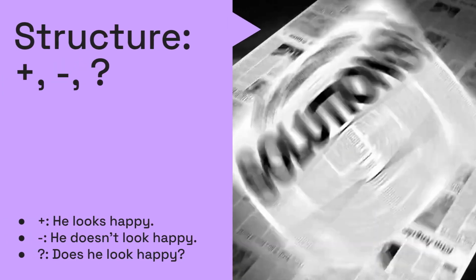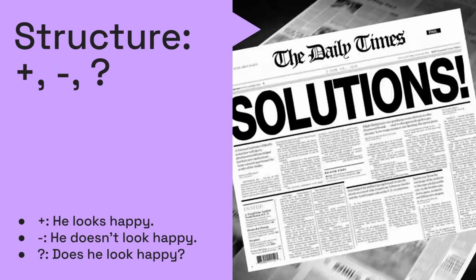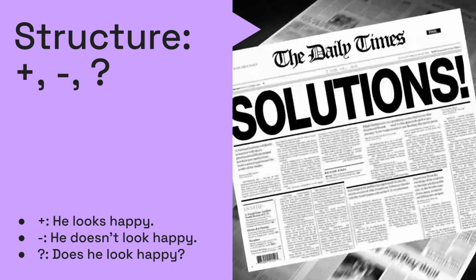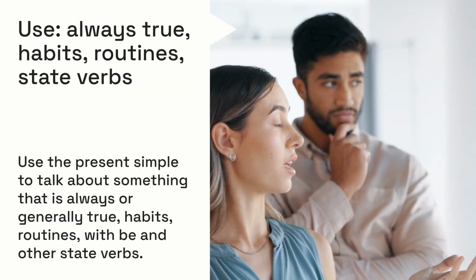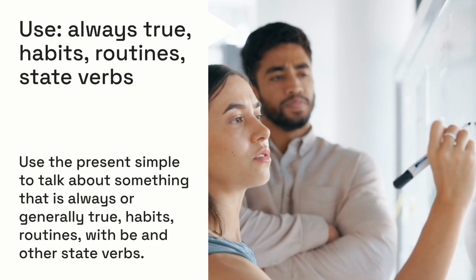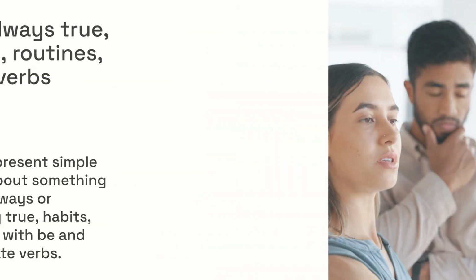The structure for present simple is straightforward. For affirmative statements like he looks happy, for negative statements he doesn't look happy, and for questions, does he look happy? We use the present simple for facts, habits, and routines. It's also used with be and other state verbs.